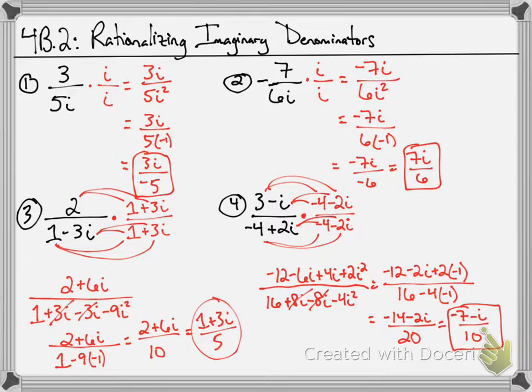So again, when it comes to rationalizing imaginary denominators, it's a very similar process to rationalizing denominators that have square roots. If you have a problem like 1 and 2, where it's one singular term in your denominator, multiply by i over i, it'll clear it out every time. If you have a problem like 3 or 4, where you have a binomial, you've got 2 terms in your denominator, you have a complex number, you have to multiply by its conjugate, and simplify from there. And that's how you go about rationalizing imaginary denominators.